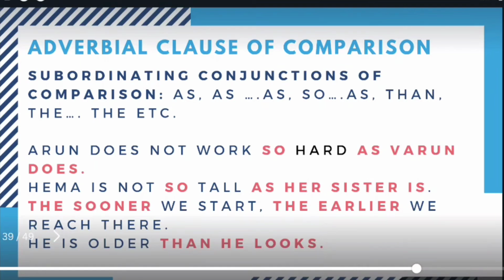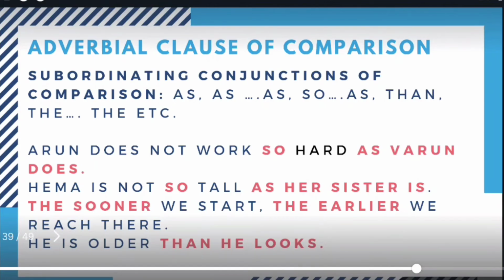So here in this sentence, Arun does not work hard is an independent clause. So dash as Varun does, അതെന്ന് പറയുന്നത് it's a dependent clause, it's an adverbial clause of comparison.